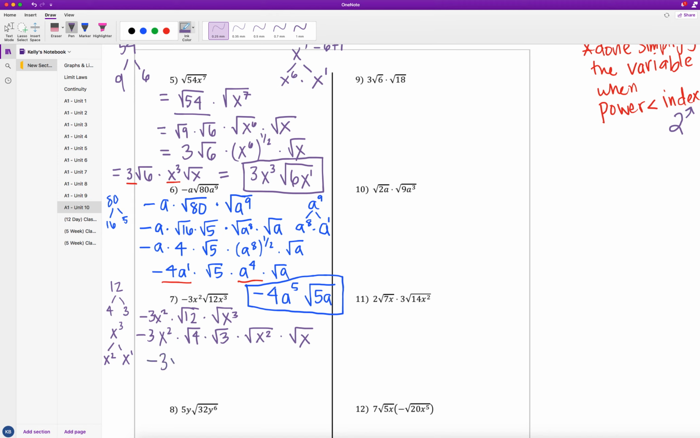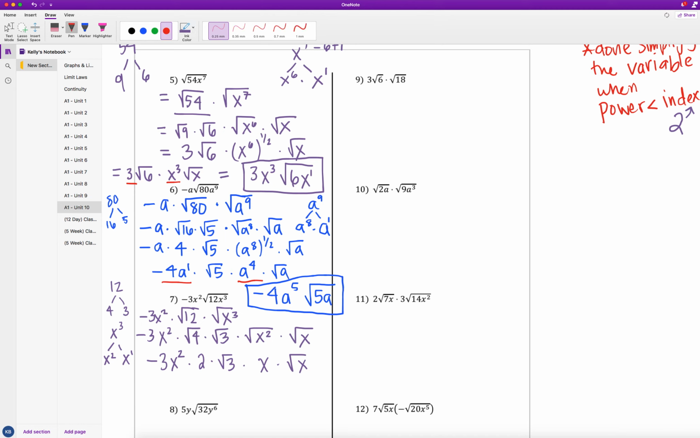Simplifying this down, we still have the negative 3x to the second. Square root of 4 is going to give us 2. Square root of 3 is still there. And then the square root of x to the second will give us a single x back. And then the square root of x is still stuck inside since I can't simplify that anymore.